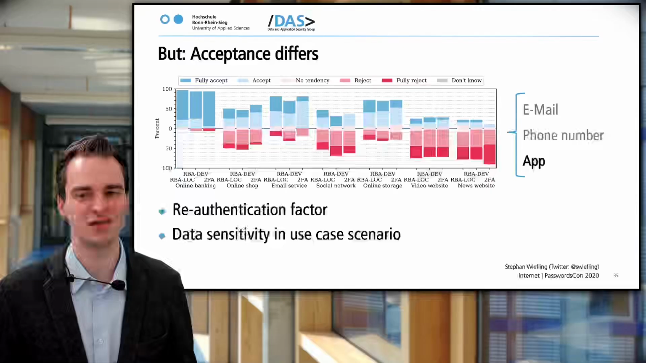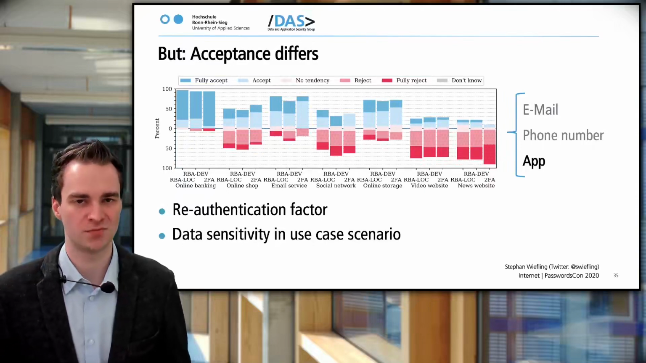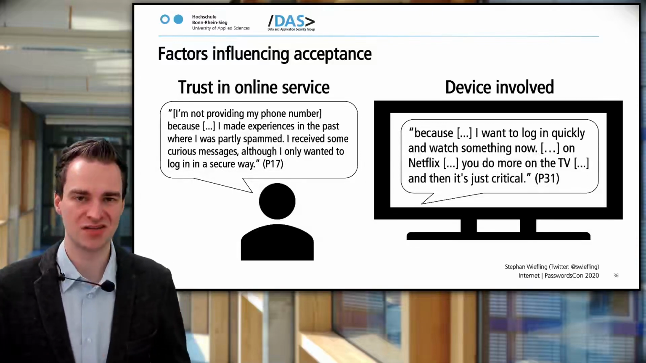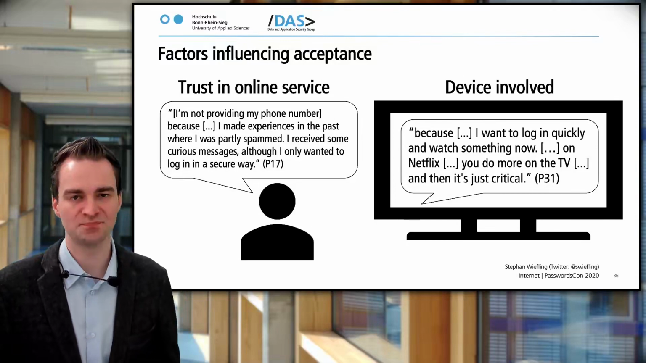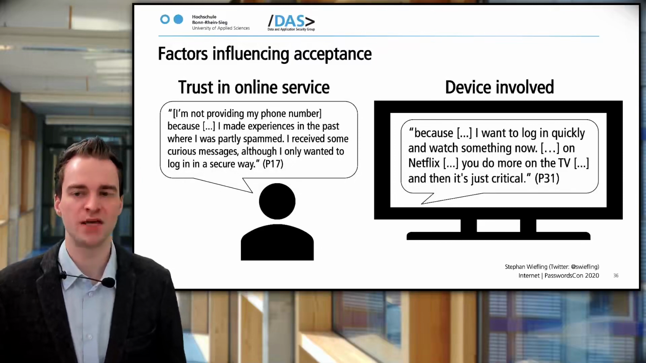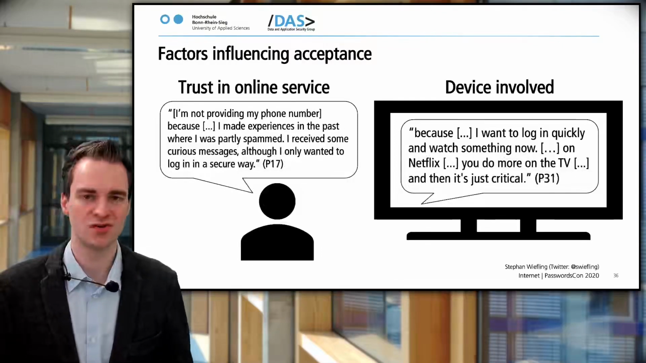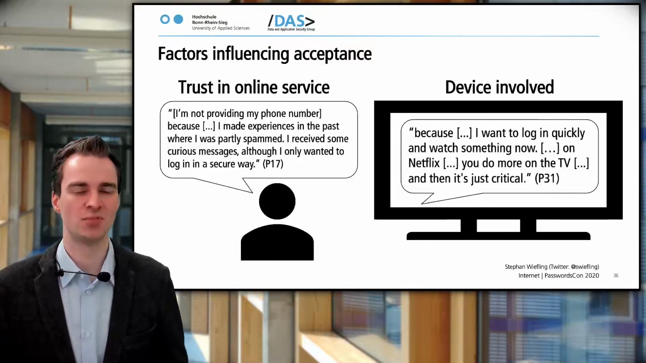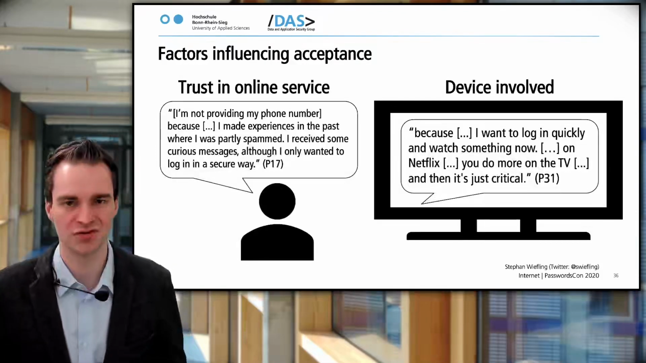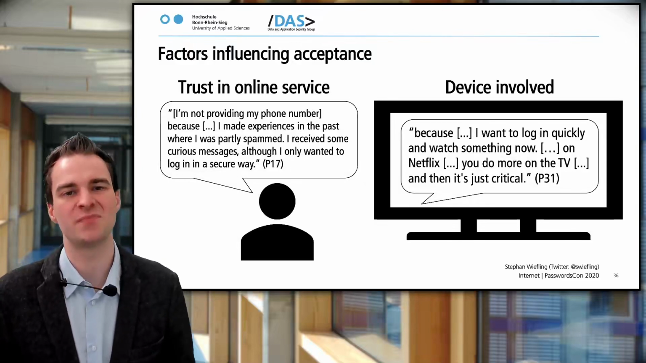But there are differences here, as you can see. On websites with lower sensitivity, people preferred other authentication methods and other authentication factors. There are also more factors, as we got some insights from our interview questions. So what are the factors influencing the acceptance of 2FA or RBA? One of them is the trust in the online service. One participant was not willing to give the phone number again to a social media website because the person had offered the phone number, was then not only asked for additional authentication via the text message they received, but was also advertised to and spammed a lot.